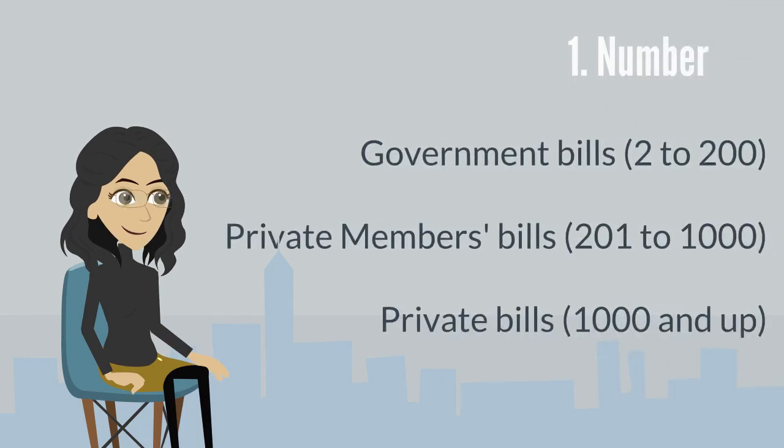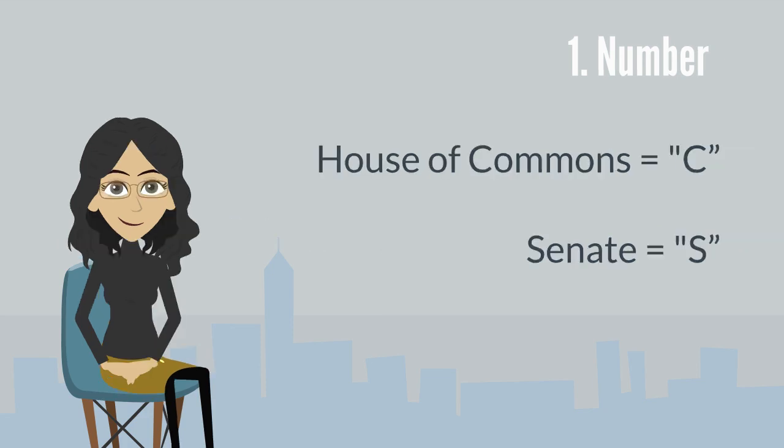There are government bills, which are 2 to 200, private members' bills, which are 201 to 1000, and private bills, which are 1000 and up. A bill introduced in the House of Commons begins with a C, and a bill introduced in the Senate begins with an S. For example, Bill C-47 originated in the House of Commons.